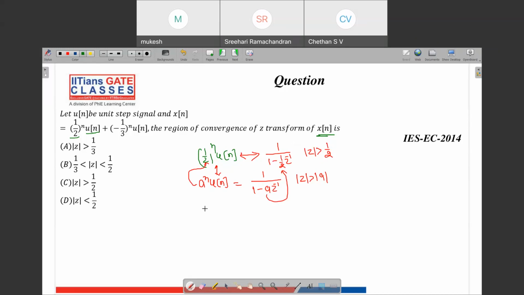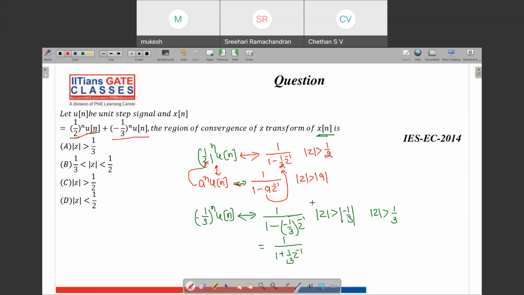Now the second term is minus 1 by 3 to the power n u[n]. Again I will be using the same formula. So the Z transform for this signal will be 1 upon 1 minus a z inverse, where a is equal to minus 1 by 3. And ROC will be mod of Z greater than mod of minus 1 by 3, or you can say mod of Z greater than 1 by 3. So this Z transform will be 1 upon 1 plus 1 by 3 Z inverse.